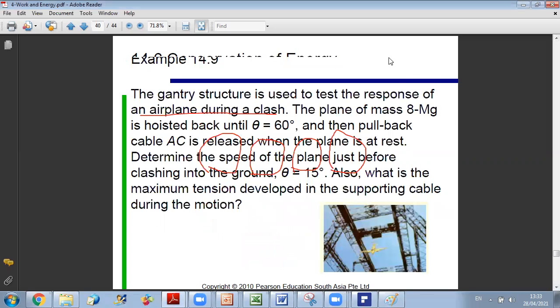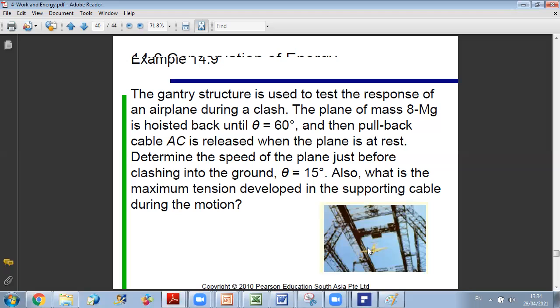Let us do some examples to practice on this. To begin with, we consider the following structure that is used to test the response of an airplane during a crash. The plane has a mass of 8 megagrams and is hoisted back until theta equals 60 degrees. Then the pullback cable AC is released when the plane is at rest. Determine the speed of the plane just before crashing into the ground, for which theta will be equal to 15 degrees. Also, what is the maximum tension developed in the supporting cable during the motion?